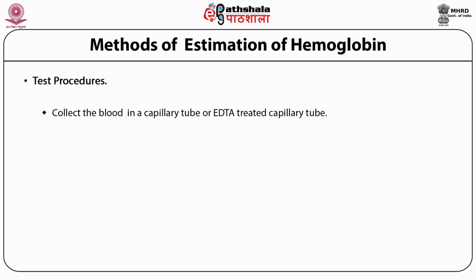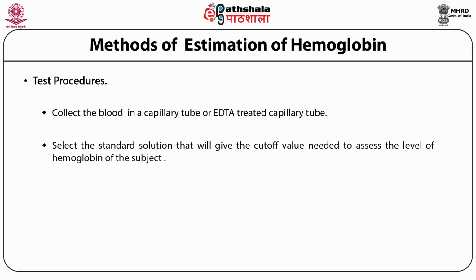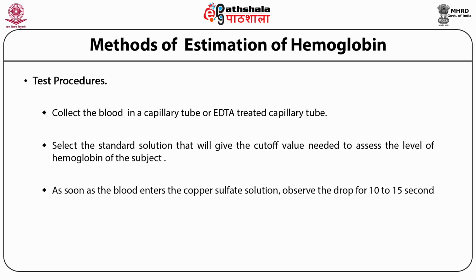Collect the blood in a capillary tube or EDTA treated capillary tube. Select the standard solution that will give the cutoff value needed to assess the level of hemoglobin of the subject. Release a small drop of whole blood from 1 cm above the standard solution. As soon as the blood enters the copper sulfate solution, observe the drop for 10 to 15 seconds.